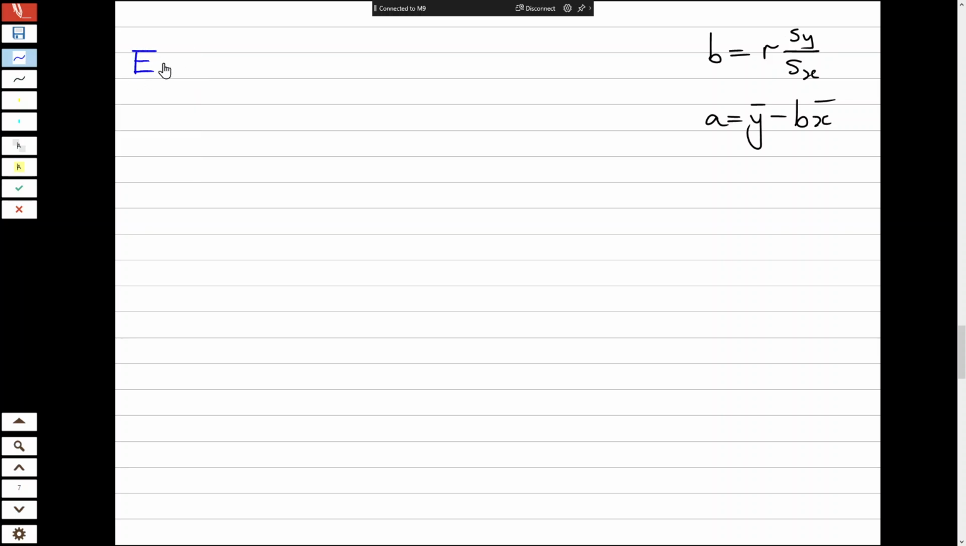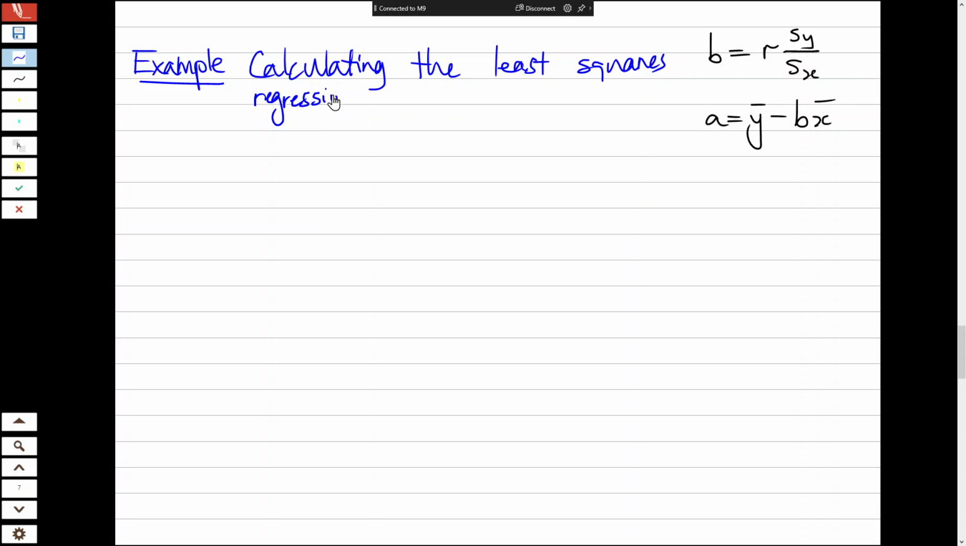And here we're doing an example. Calculating the least squares regression line from summary statistics.